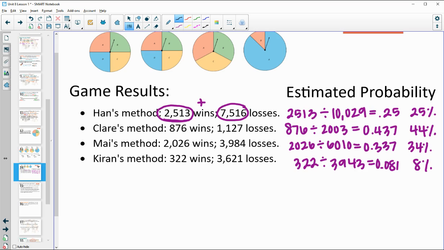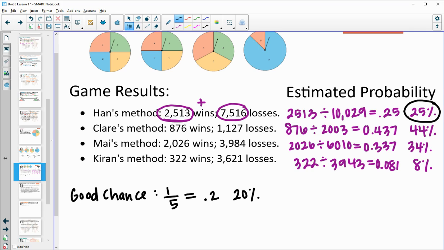Number 3 on page 257 says that by talking to their friends, they figure out that a good probability for winning is about 1 in 5. So a good chance for the game is if people are winning 1 out of 5 times. That'll make sure that people are winning enough that they're happy, but also that it's not going to cost them too much in prizes. So 1 in 5 would be a 0.2 probability or 20%. So which of these methods is best for that? Out of these, it appears that Han's method is best because it is closest to a 20% chance based on these game results.